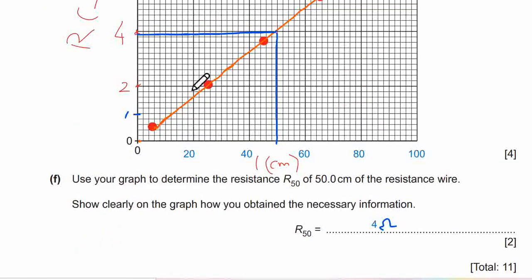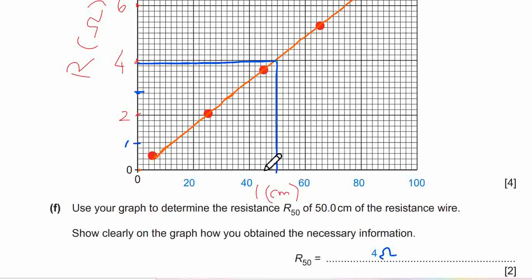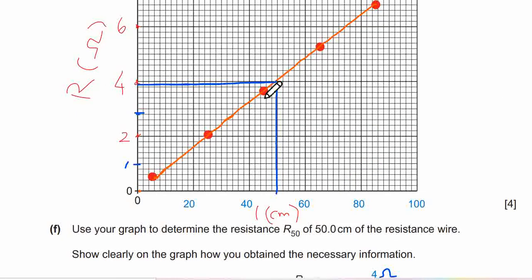So 25, 2 point. This is 3. So 2.11 will be somewhere here. Number 3 is 45 to 3.68. So 45, this is 50, then this is 45. So now it has to go to 3.68. So this is 3, and one small step is 3.2, 3.4, 3.6, and this is 3.8. So it will be the middle way in here.